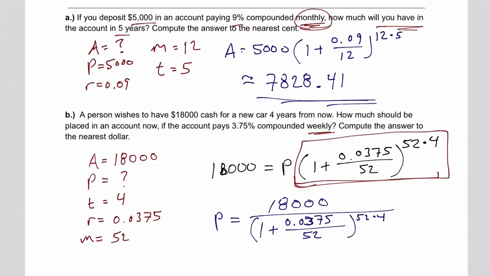If you enter that carefully into your calculator, you should see that the value for P is equal to $15,493.58. There's a 1 after the 8, and so we round down to this amount.